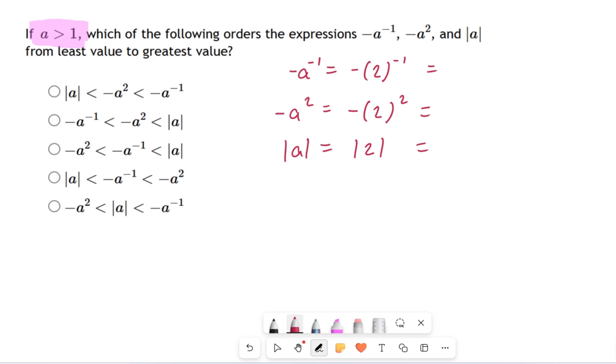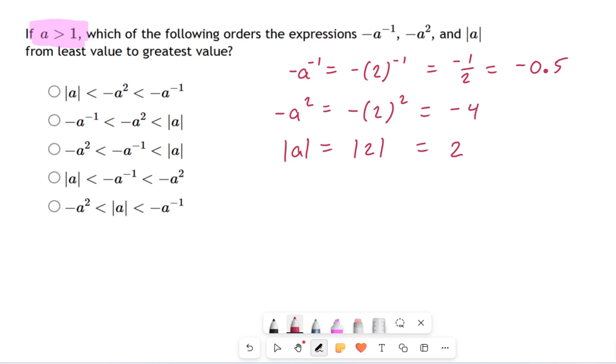So what's negative 2 to the negative 1? Well, that's just negative 1/2. Okay, and that's negative 0.5 if you like decimals. And this next one is negative 4, right? We square 2 and then we turn it negative. And the absolute value of 2 is just 2.